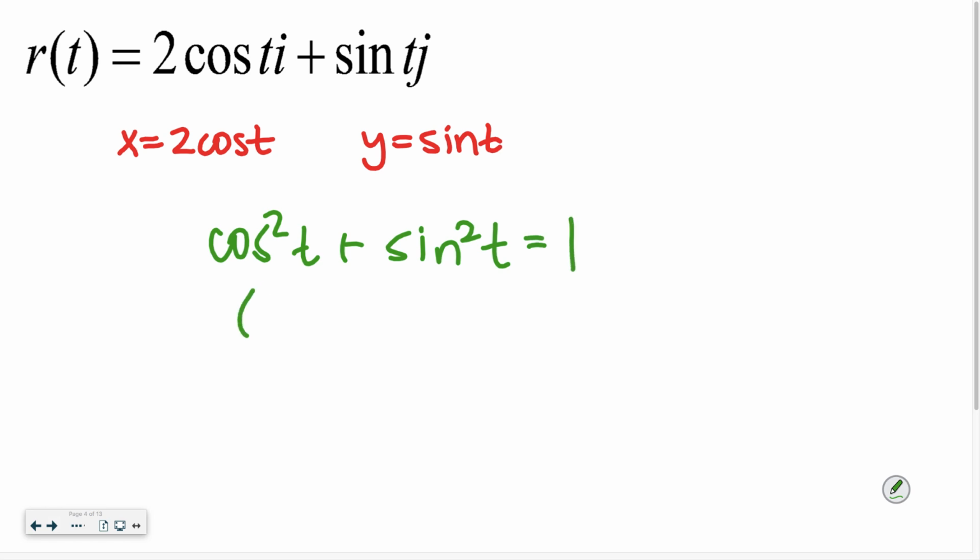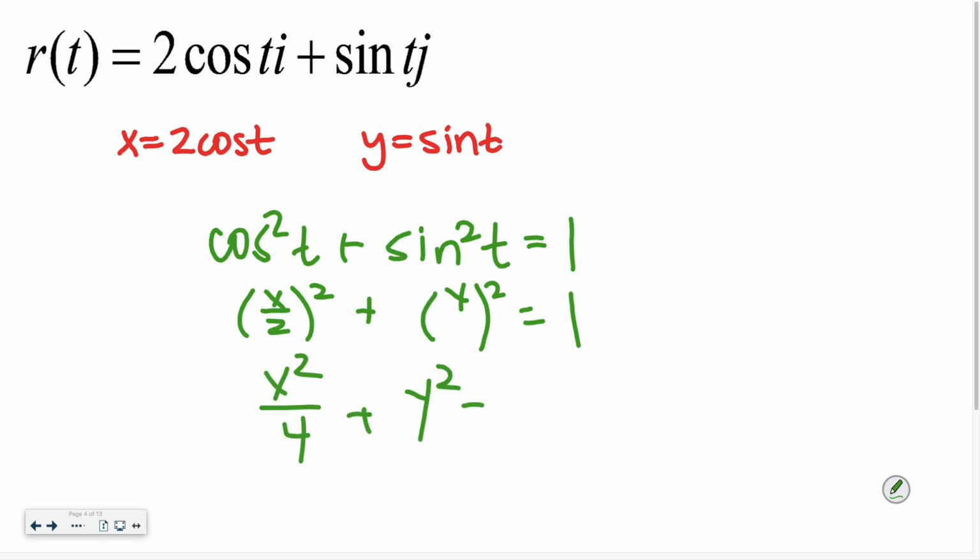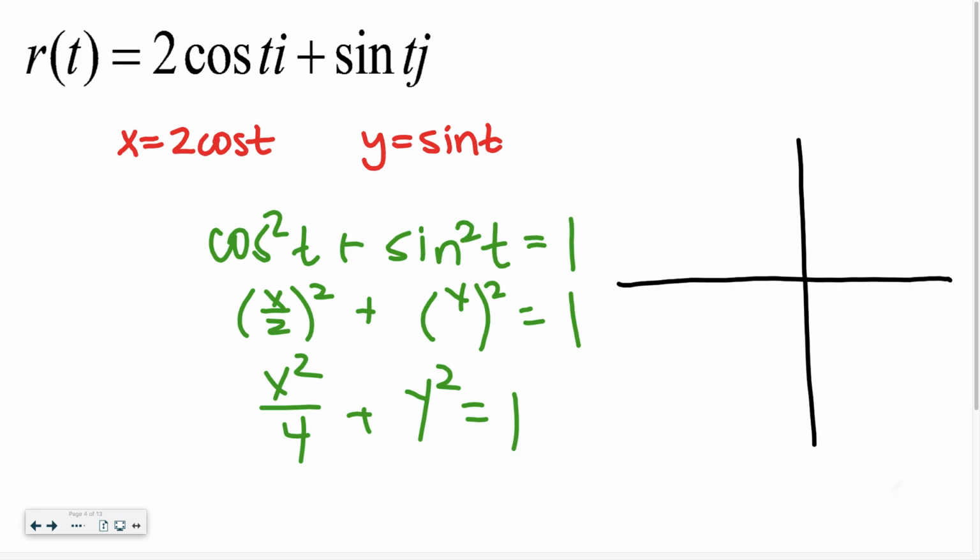So the cosine of t is the same thing as x over 2, and the sine of t is the same thing as just y. So we have x squared over 4 plus y squared equals 1. So when we go to make this vector valued function graph, we have an ellipse with a center at the origin. Since 4 is under our x squared, we're going to go out radical 4 horizontally. Since 1 is the denominator for y squared, we're going to use square root of 1 for our vertical distance from the center.